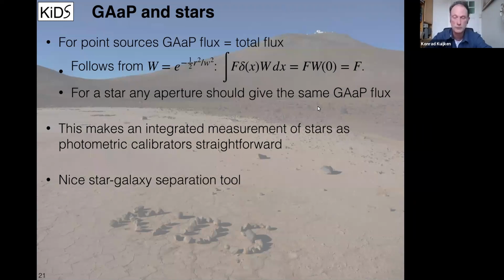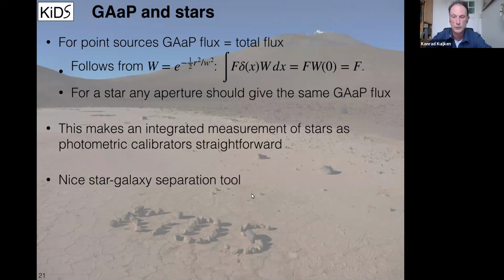It also means we can very straightforwardly incorporate our photometric calibration into this whole scheme. For the stars, we are actually measuring total fluxes, which we can compare directly to standard star catalogs or whatever. It's also a nice star-galaxy separation tool, as it happens, because you can basically measure a curve of growth, and the curve of growth of this GAaP flux is completely flat. The total flux is always the total flux, no matter the aperture.